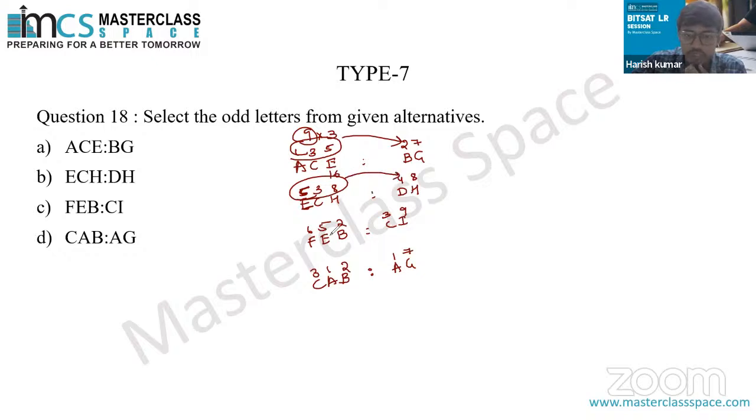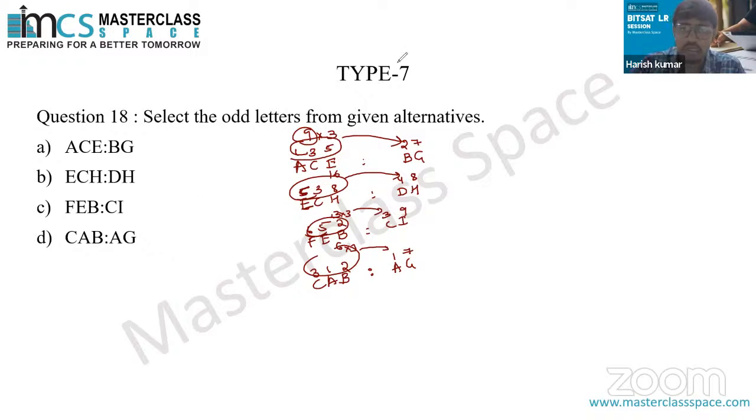16 into 3 is 48. 6 plus 5 is 11, 11 plus 2 is 13. Their sum is 13, and 13 into 3 is 39. 3 plus 1 is 4, 4 plus 2 is 6. 6 into 3 is 18, but not 17. So this is the only thing which is negating our logic, so our option is option D.